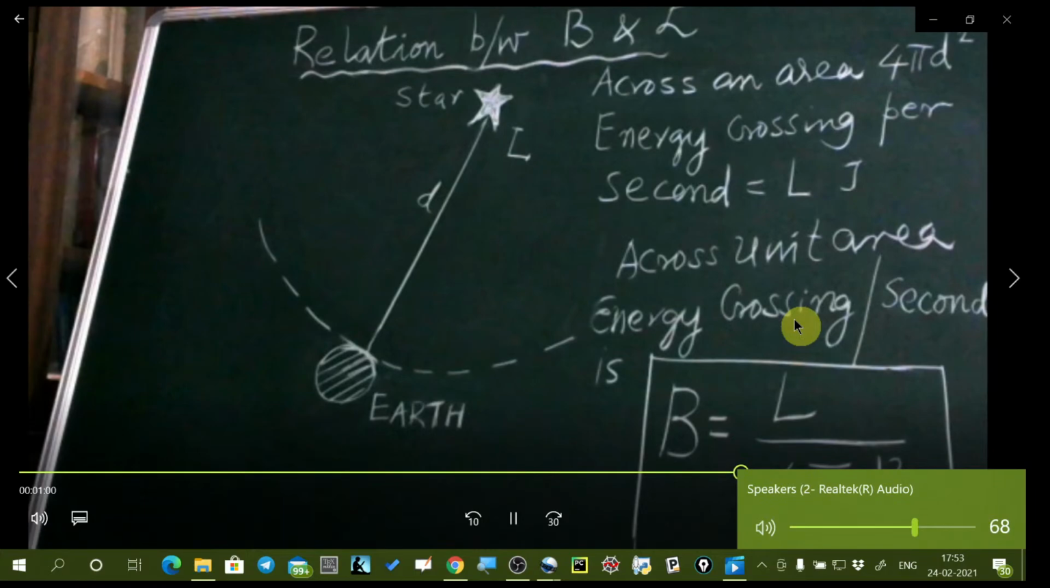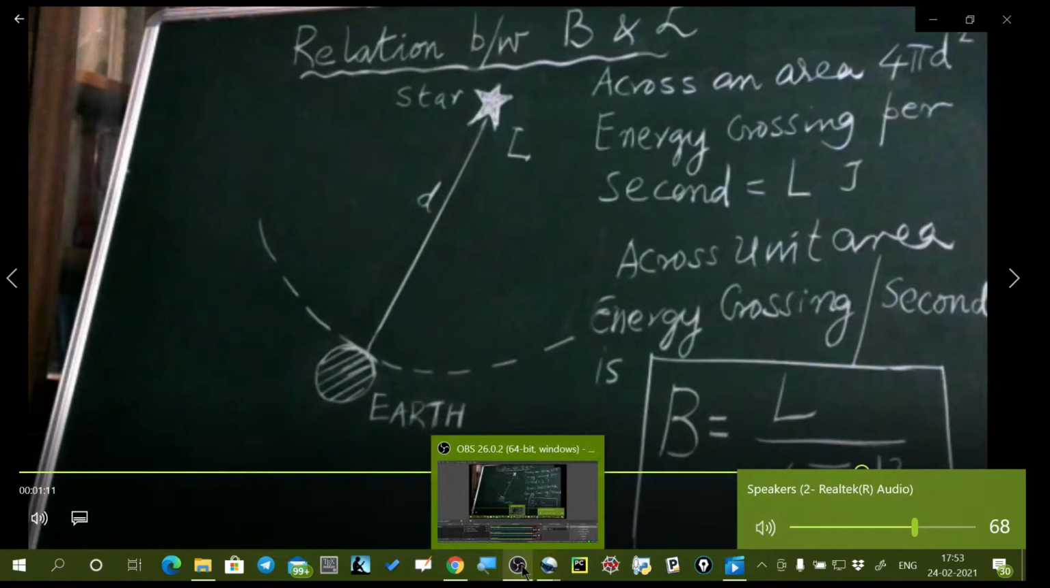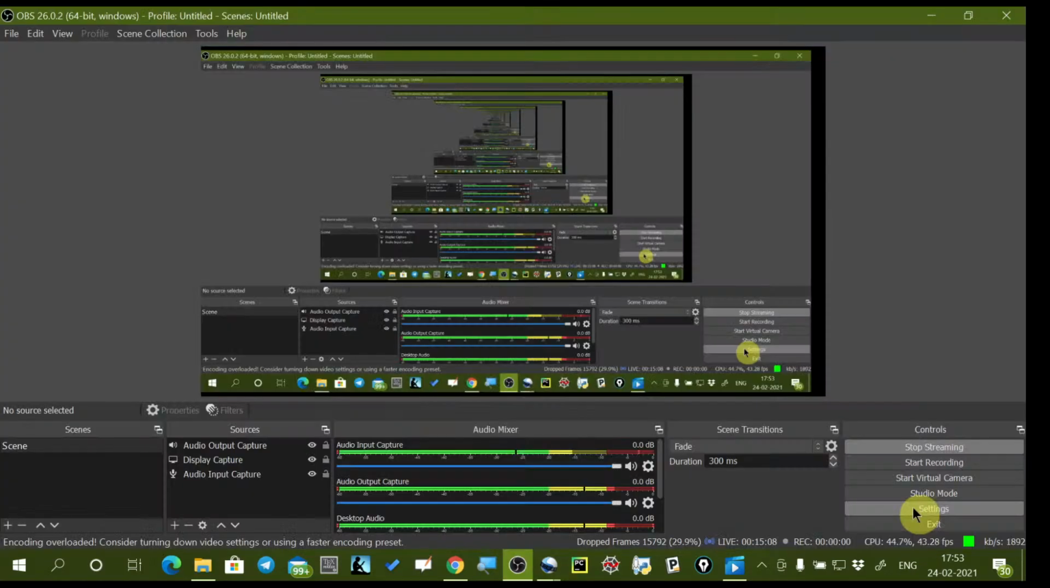But then the energy per second per unit area is nothing but the brightness of the star. Thus, we may say B is equal to L by 4 pi d squared. Hence, for a star whose luminosity is L, which is at a distance d from the earth, the brightness would be B equal to L by 4 pi d squared.